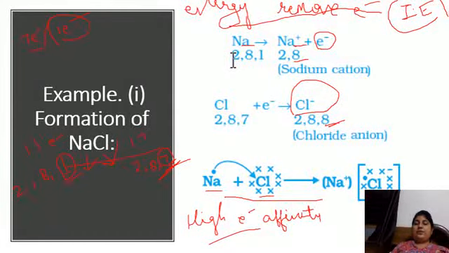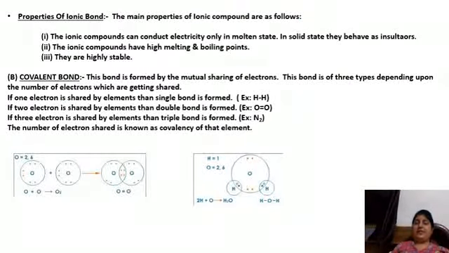What is the sodium doing? Sodium is donating 1 electron to chlorine, hence it gains a positive charge. While chlorine is accepting this electron, so it carries a negative charge. I hope it is clear to you.